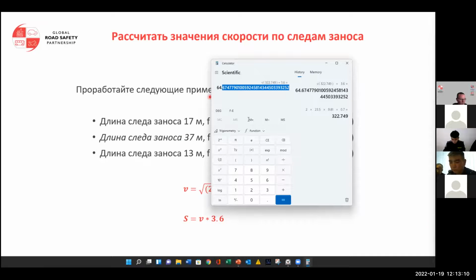I'll just clear my calculator again. These calculators in your phone will be the same, are quite clever. So we can go, let's do the first one.